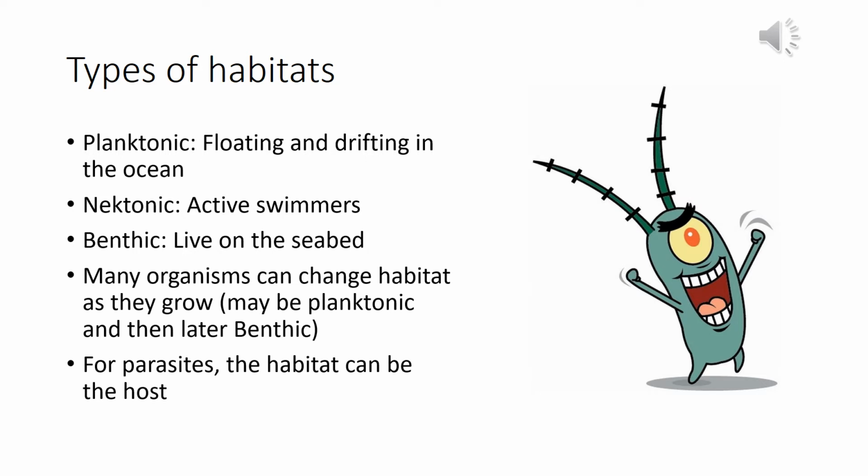But it's important to remember that many species will change their habitat as they grow. For example, our blue mussel will start its life as a larva, which is planktonic, but then when it's settled, it becomes benthic. Many fish will start as fish larvae, which are planktonic, but then as they grow, they become nektonic, they become active swimmers. A parasite is a special case because for a parasite, the host is often the environment. So if your parasite adapts to a special fish, that fish will be your environment.